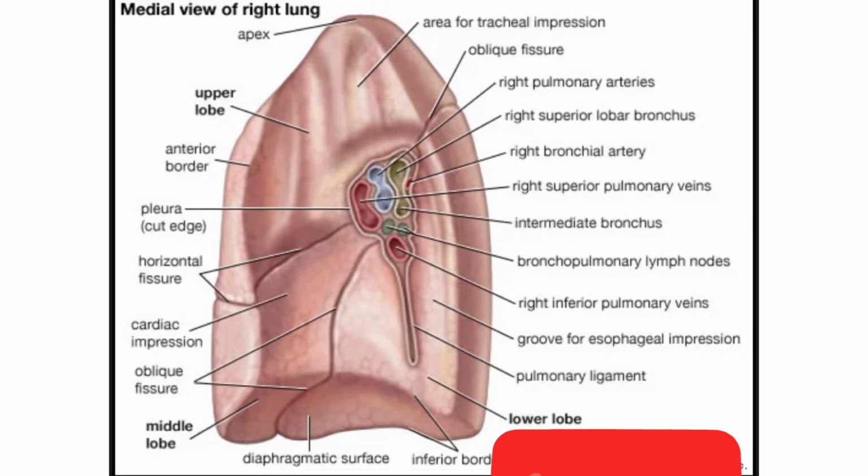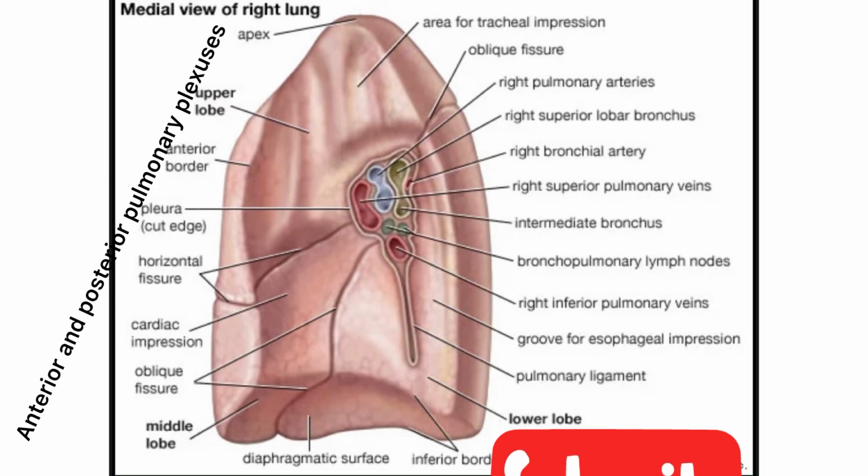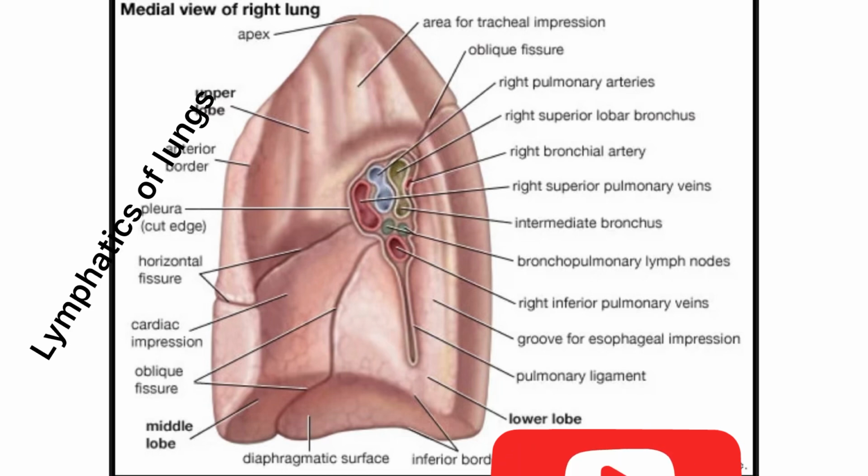The second one is one pulmonary artery, okay? Now we have two pulmonary veins. We have the bronchial arteries, one on the right side and two on the left side of the lungs. Then we also have the bronchial veins, the anterior and posterior pulmonary plexus of nerves, the lymphatics of the lungs, and finally the bronchopulmonary lymph nodes, as you can see.